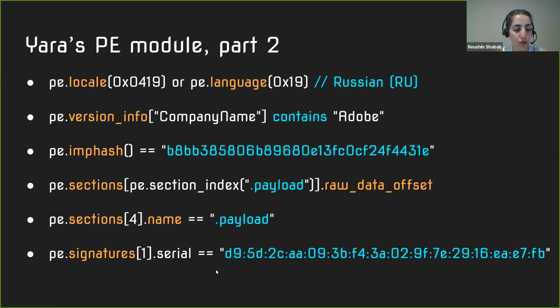Another very useful thing in the PE module is its ability to extract the digital signatures. Like here, we are trying to see if the first digital signature that was found in the file has this specific serial number.